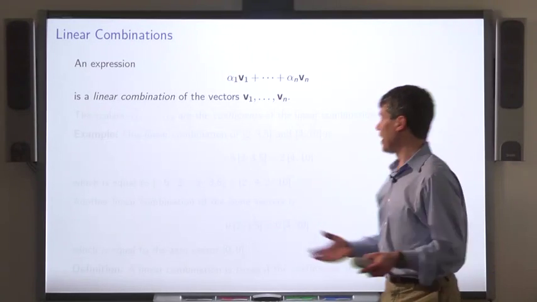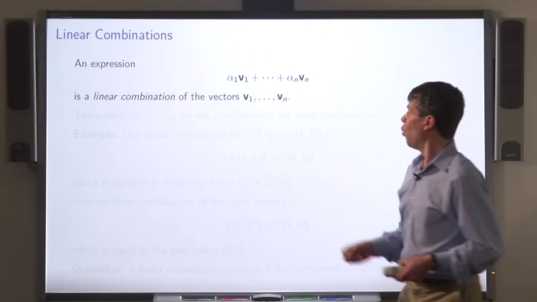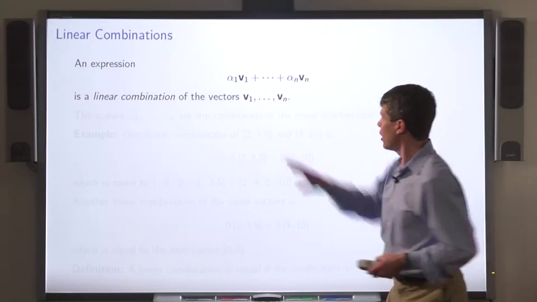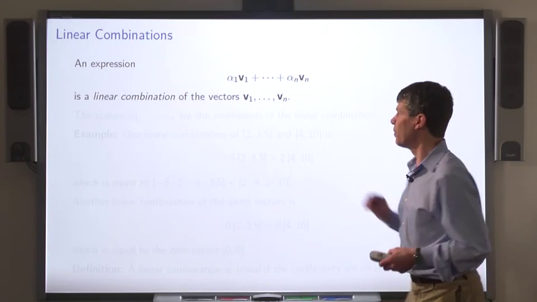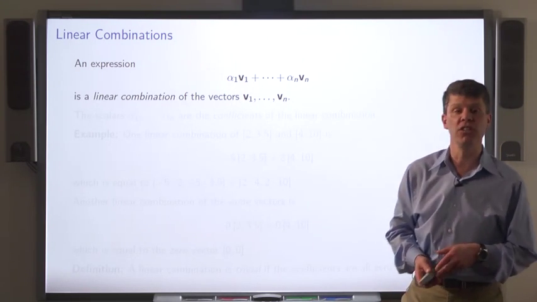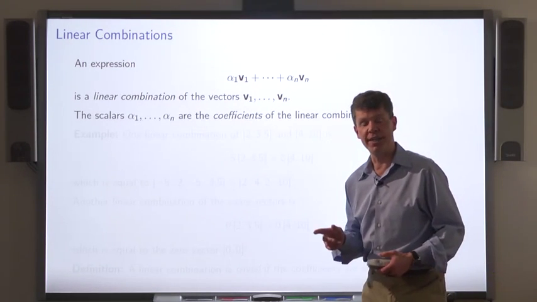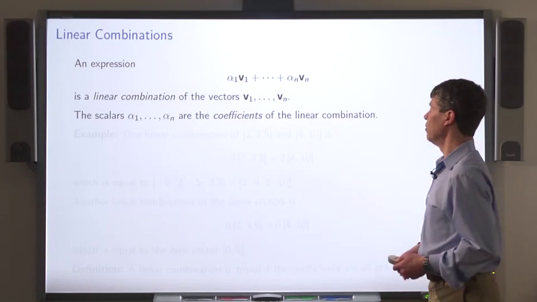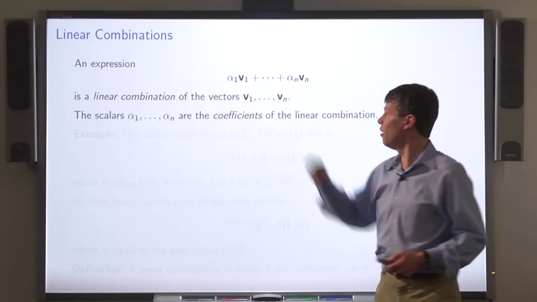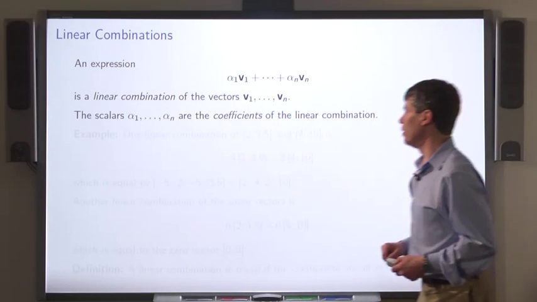Let's say we have a bunch of vectors, v1 through vn. We multiply each of them by a scalar, and we add the results up. That's called a linear combination of the vectors v1 through vn. And the scalars in this context are called the coefficients. So the coefficient in this case of v1 is alpha 1.